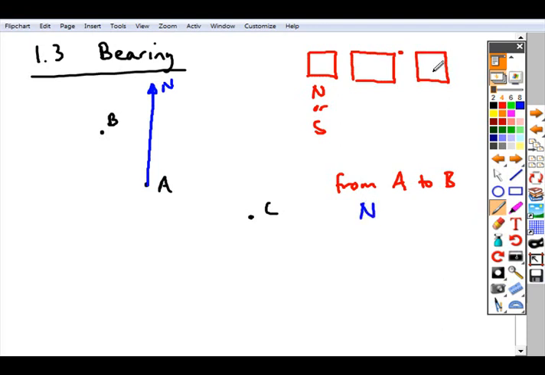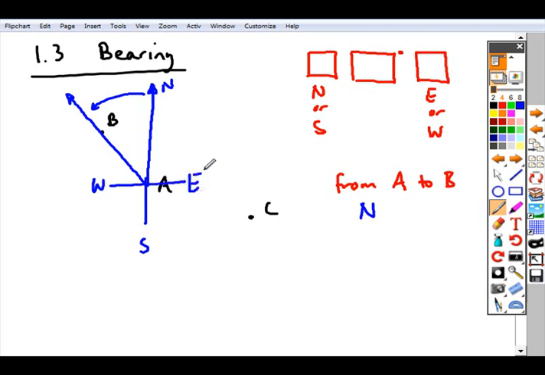And then the last of these three is either going to be east or west. When we rotate and form the second side of our angle here, we've rotated to what direction? Looking at the north, south, east, and west, from A to B, we travel north and we rotate in which direction? West. So that's going to be our last value.